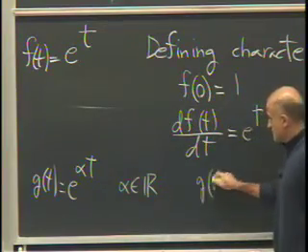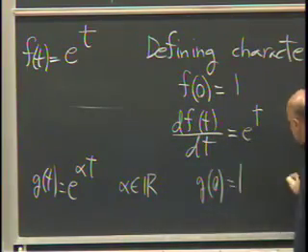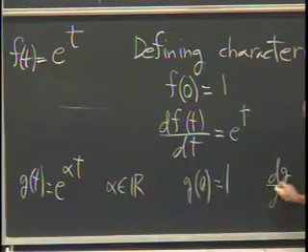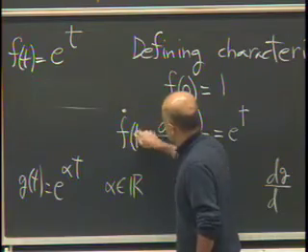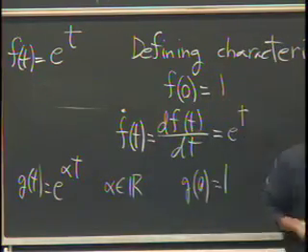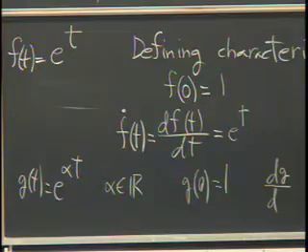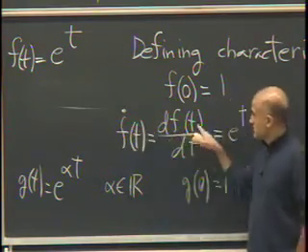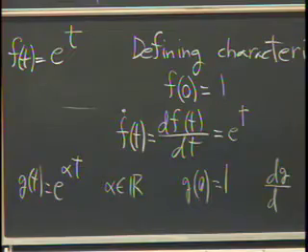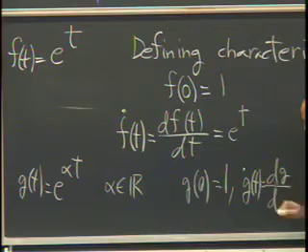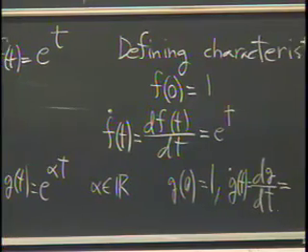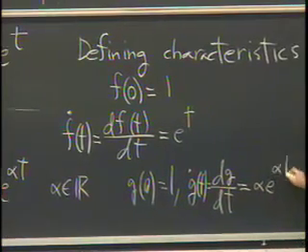G of 0 is still 1. And the derivative of g, by the way, we usually use in this class and in a lot of engineering courses the dot notation whenever we differentiate with respect to time. So the dot on top of the function denotes the derivative of the function with respect to time. And similarly here, I'll use g dot of t to denote the derivative of g with respect to time. And now what do you get? Alpha e to the alpha t.